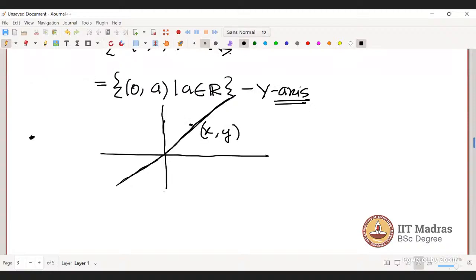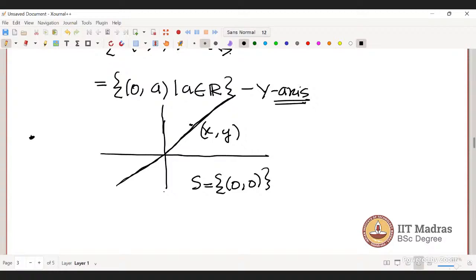If the vector is itself 0, then basically you will not get anything. It's basically 0, 0. So if you take 0, 0, then the span of S is basically S. Okay, you will not get anything.